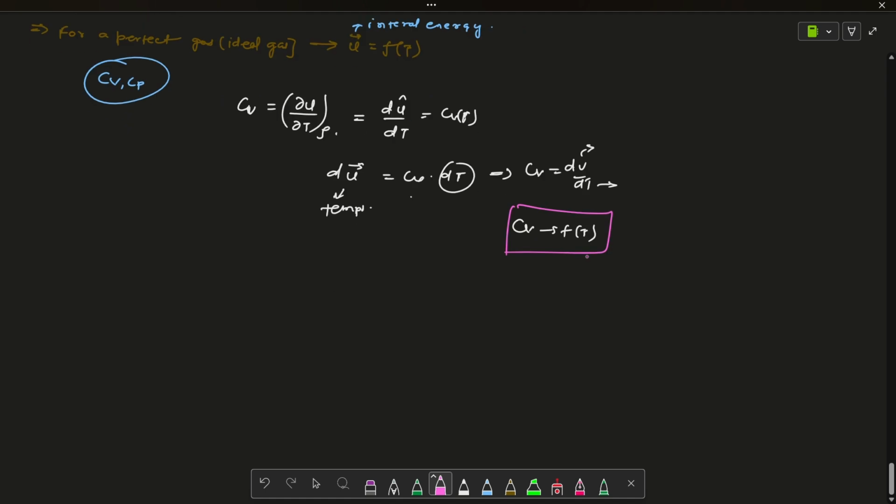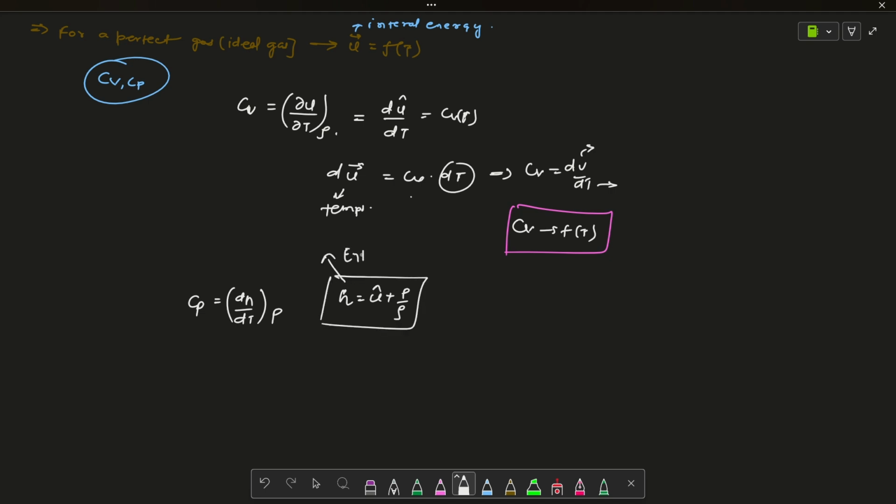Now, in a similar manner, we define Cp as dH by dT at constant pressure. And we all know that H is equal to U plus P divided by rho. This H is enthalpy. Most of you have studied these things in your school days, in 11th and 12th, so I'm not going to discuss this in much detail. You may also study it in your thermodynamics classes. Later we will see if there are any courses regarding thermodynamics; we will discuss them on this channel only.